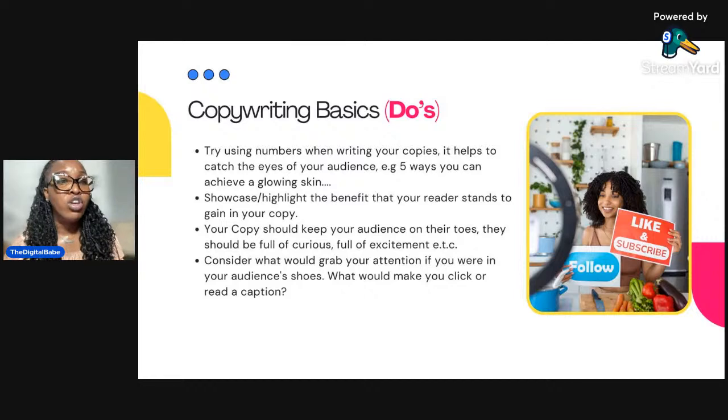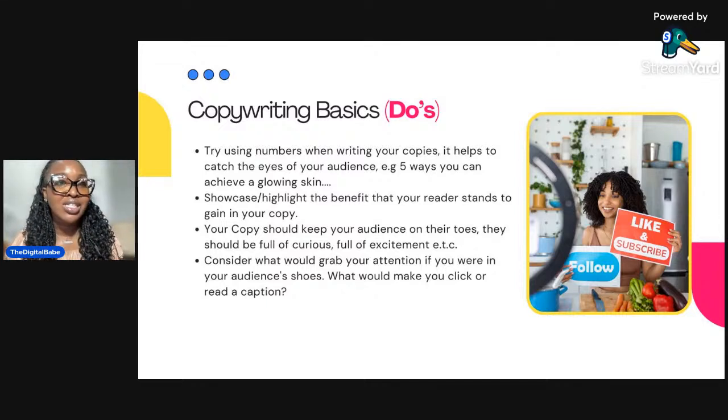We already know that, obviously, if you are selling a cream to us, that cream is going to have, I don't know what they put in creams, maybe glycerin or something, right? And then also, your copy should keep your audience on their toes. I already talked about this. Give them a cliffhanger, right? Keep your audience on their toes. Don't try to put all your information in the caption. Always try to make them inquire more, to ask more questions.